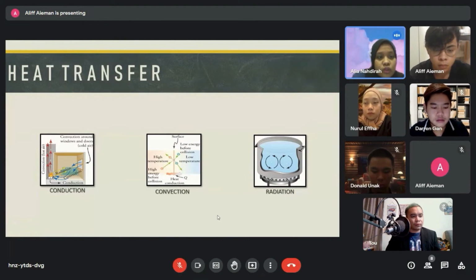Convectional heat transfer occurs when cold air enters the room through the windows and the hot air escapes through the chimney.